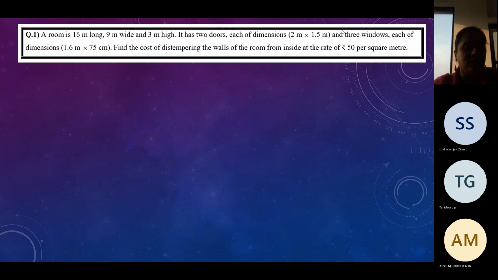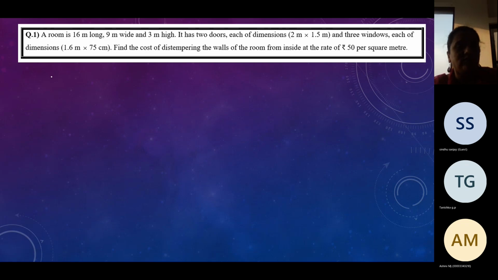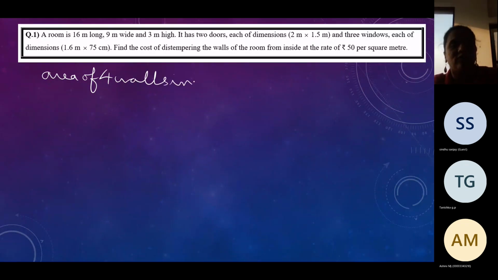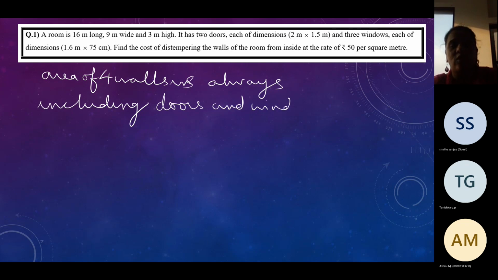So when you find the area of 4 walls using the formula, you're finding the area including the doors and windows. When you find the area of 4 walls, it is always including doors and windows. That is when you use this formula.